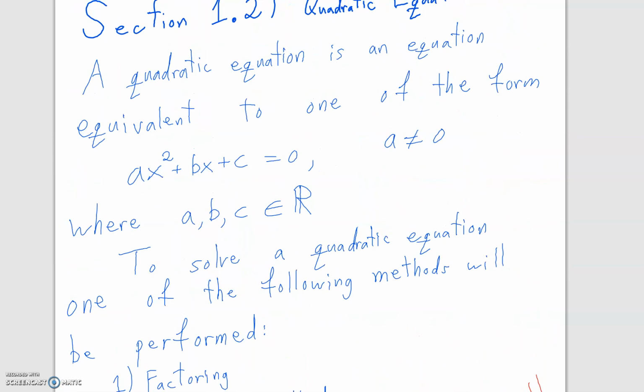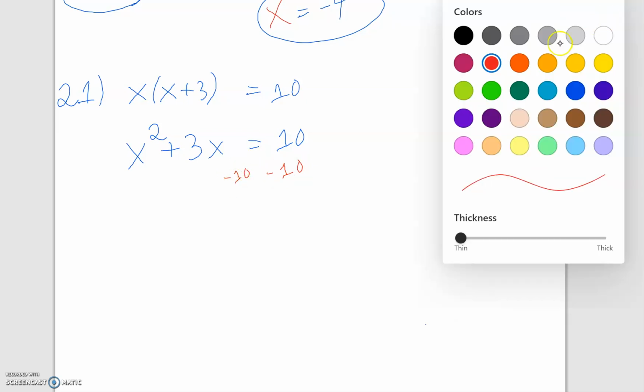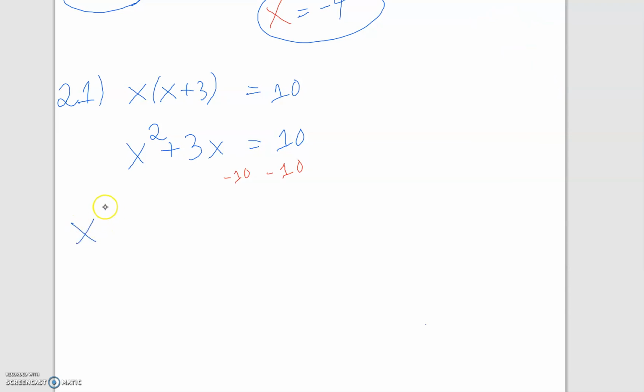A quadratic equation is an equation that is equivalent to one of the following form: ax squared plus bx plus c equals 0. Your equation doesn't look like that, right? So what do we do? We need to make it look like the format that we saw in the very beginning. You'll notice here on the left-hand side, I can distribute that x. You'll notice here also that we may subtract 10 on both sides. If I do this, I have x squared plus 3x minus 10 equals 0.